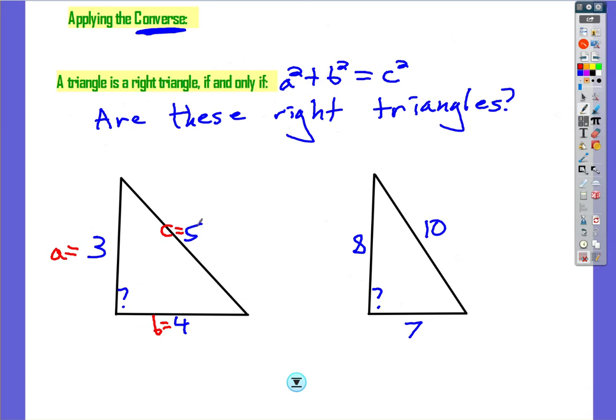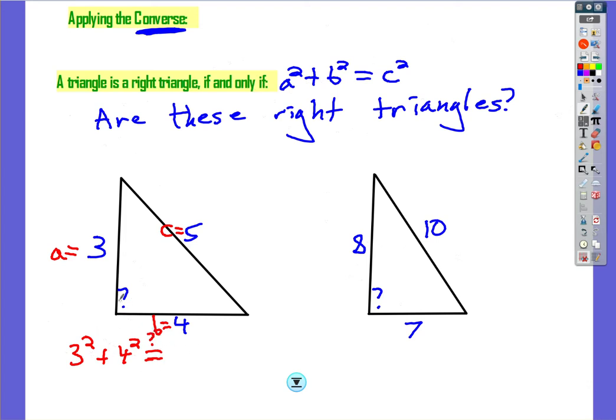So we'll go ahead and apply this. I can apply a squared plus b squared equals c squared, and I'm going to see if that's true. So I'm going to write 3 squared, I'll write a squared plus b squared, which is 4 squared, and then I'll write a question mark, because we don't know if this is true or not.